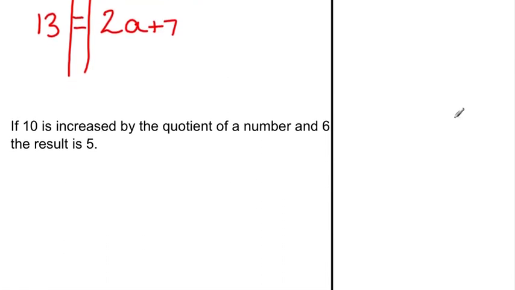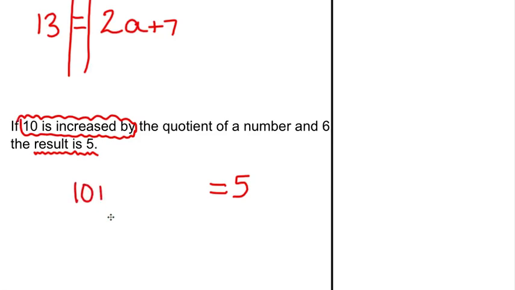If 10 is increased by the quotient of a number and 6, the result is 5. Now I have two different is's here, so I need to pay attention to what's going on. So when I look here, I first see result is 5. Well, result is an answer. So in my mind, that's the one that gets the equal sign. And then I have to read the rest here. 10 is increased by, so 10 is going to be increased. It's going to be added on. Something's going to be added on to it.